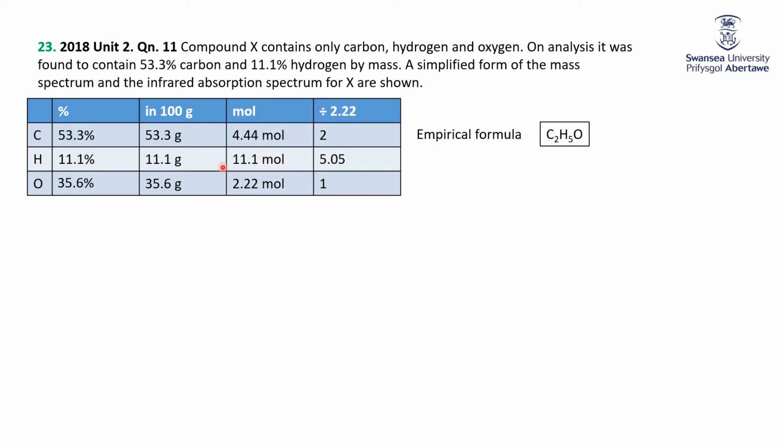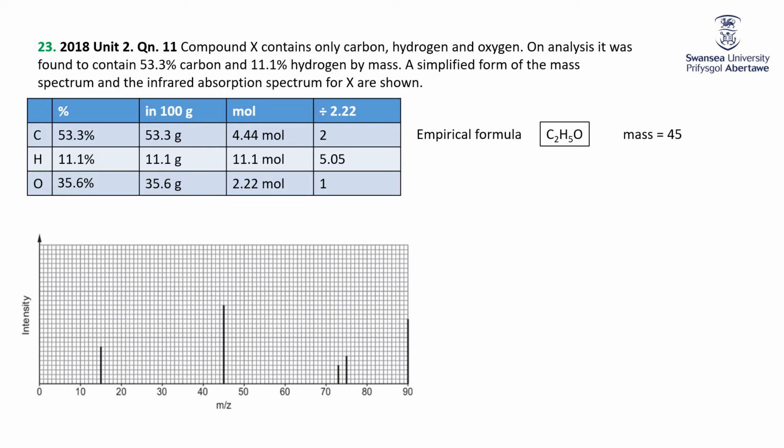So the empirical formula, C2H5O. Mass of that empirical formula, 45. Why do we care about the mass? Because when we look at the mass spectrum, we see these various peaks here. Nice simplified version, so we're going to assume each of these peaks are important.